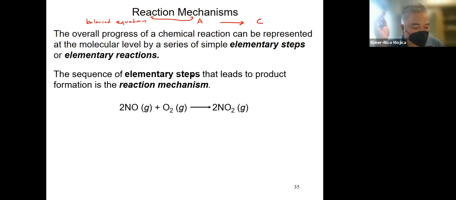So they said here, the overall progress of a chemical reaction can be represented at the molecular level by a series of simple elementary steps or elementary reactions. And the sequence of elementary steps that leads to product formation is the so-called reaction mechanism. As I have told you, a balanced chemical equation is just a description of the overall result of a chemical reaction. However, what actually happened on the molecular level may be more involved than what is represented by a single equation. So the reaction may take place in several steps.